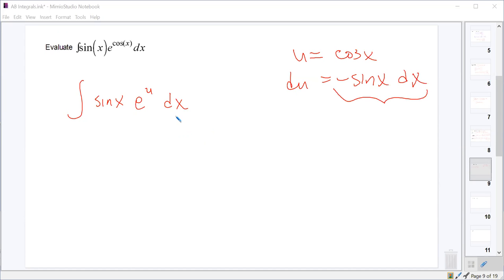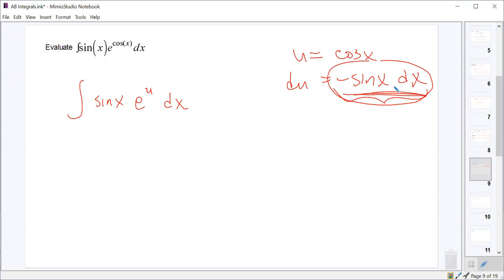Okay. We want to be able to integrate this in terms of u, which means we need to have a du over here. We know that du equals this. So if I had this, I could replace it with a du. Do I have this over here within my integral? No, right.